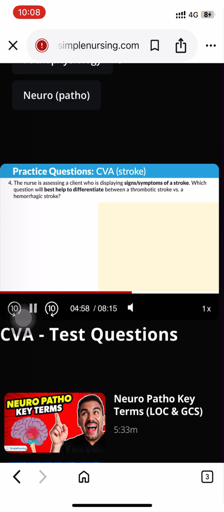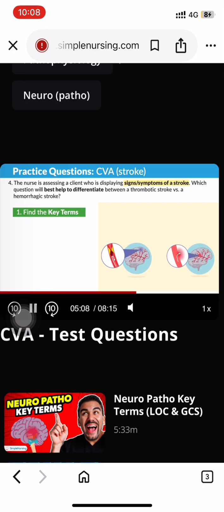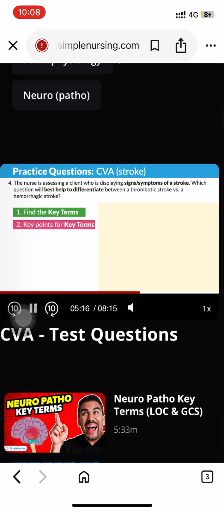All right, let's break it down using our 2-step strategy. So first, look at the key terms in the question. We have signs and symptoms of a stroke. And the question's asking which question will best help to differentiate between a thrombotic versus a hemorrhagic stroke. Now, number two, think of a few things you know about those key terms.